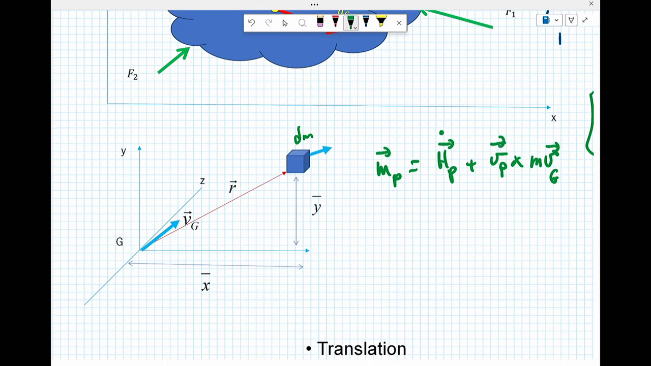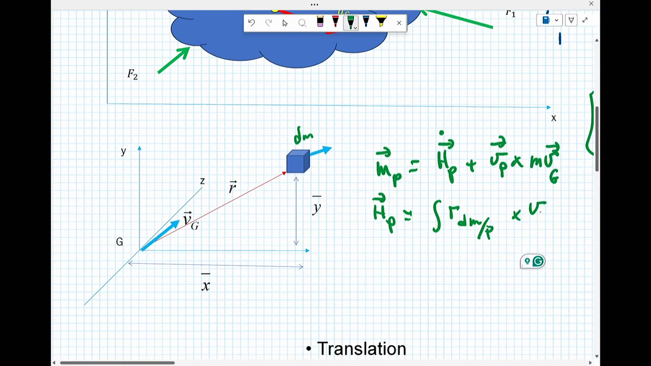the same thing. So the moment about P, you end up with H sub P. If you remember the derivation back with particles, it's the exact same one, except now we're separating it out a little bit: r dm with respect to P, some arbitrary point, cross with v dm.